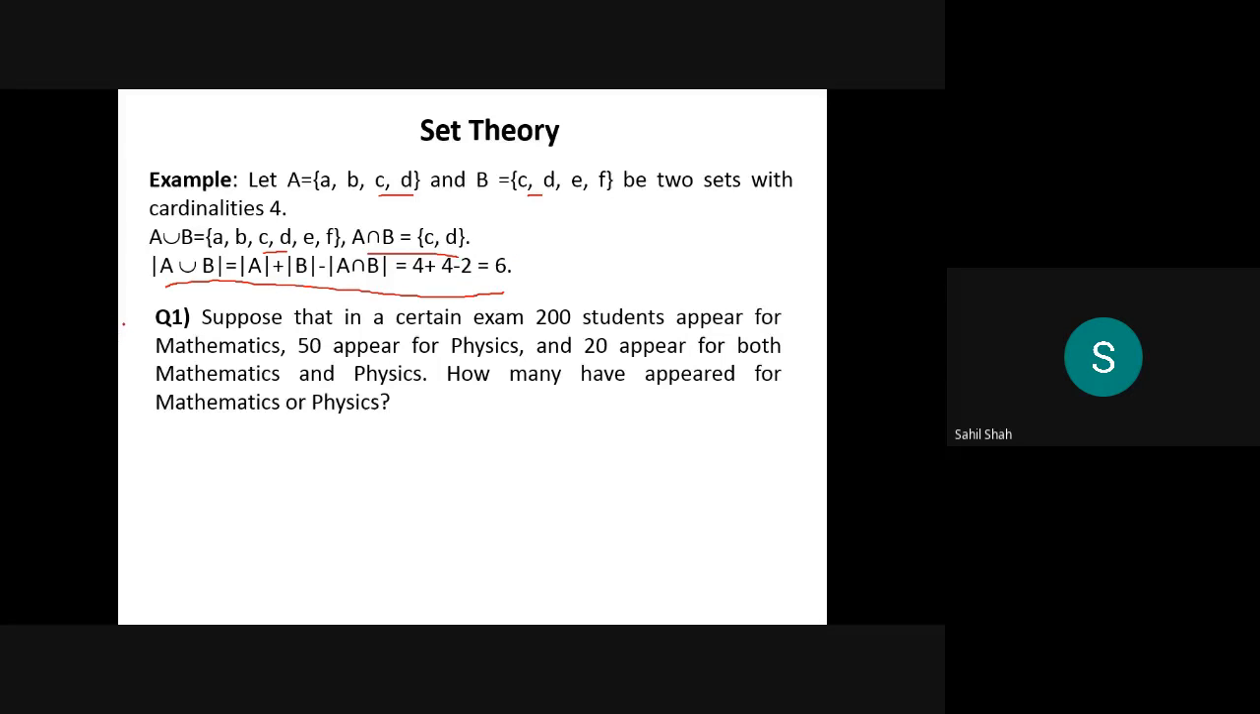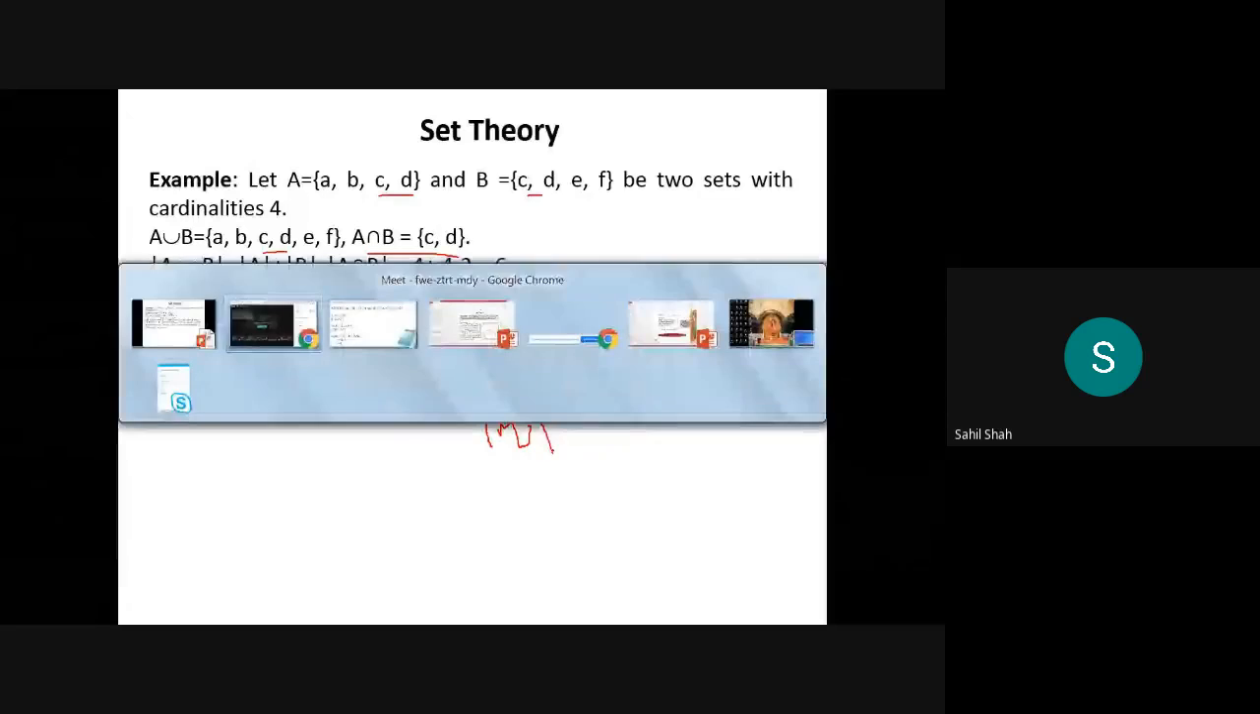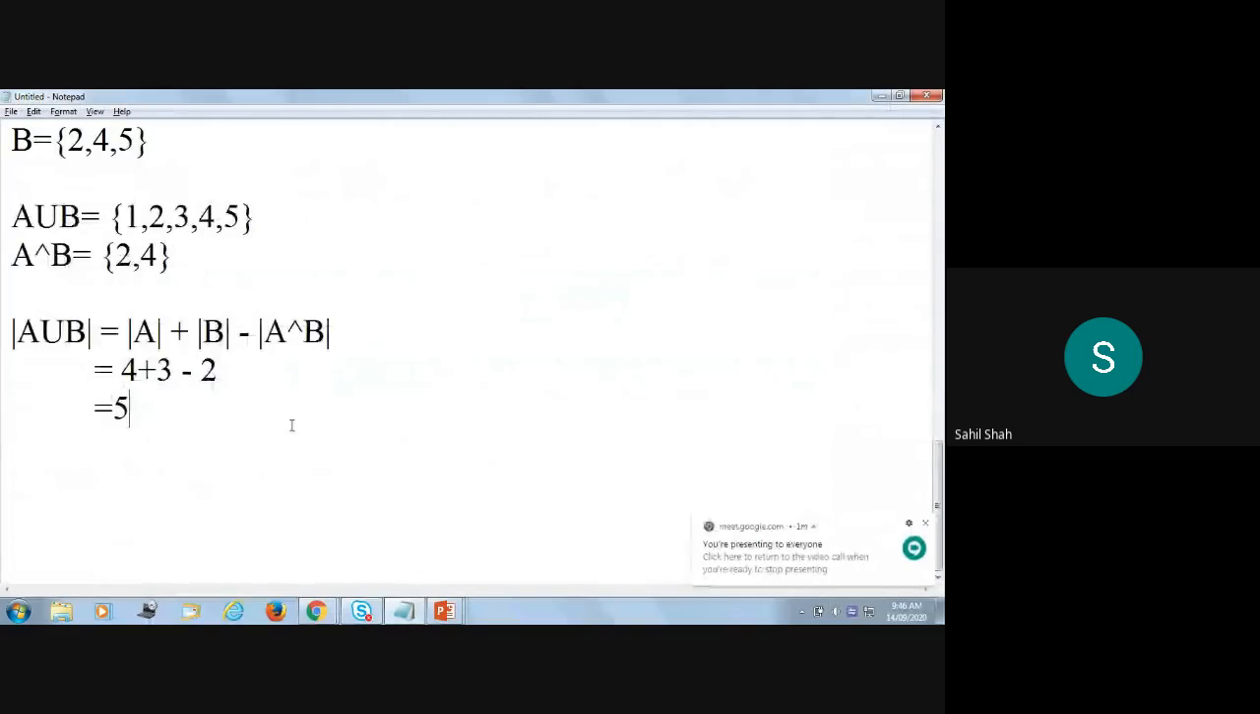I will solve first and thereafter you are going to solve two more. Suppose that in a certain exam 200 students appear for mathematics, 50 appear for physics, 20 appear for both maths as well as physics. How many have appeared for physics or mathematics? We have to solve this step by step. What is given? In a certain exam, 200 students appear for mathematics. So that means I know the cardinality of mathematics. What is the cardinality of mathematics? Let me write it in Notepad for a faster way.